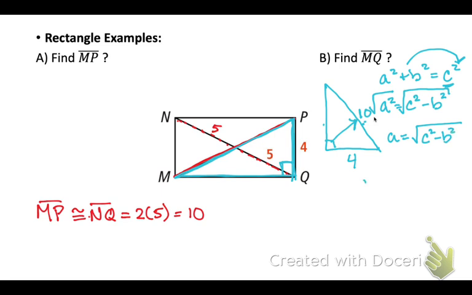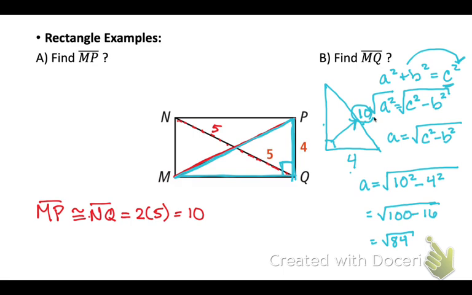Okay, so let's fill it in. Well, what's C? 10. So 10 squared minus, what's B? 4. So I get 100 minus 16. Pretty sure that's 84. The way my day's been going, I could be wrong. And 84 is not a perfect square. Shoot. So I need to reduce this, yes?